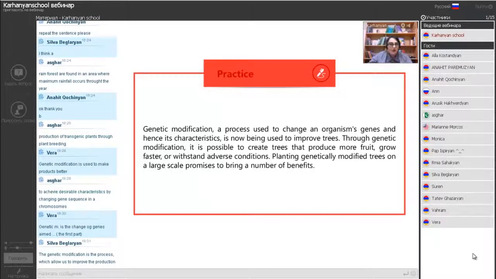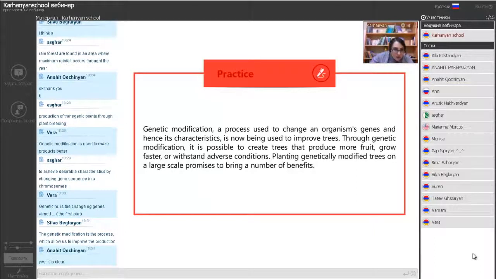Was it clear to all of you? Genetic modification is a process which allows us to improve the production. Okay, yes, thank you, Sylvia. Just watch your tenses, okay? Improve the production. Okay, great. Thank you very much. Now, I guess we can go ahead.